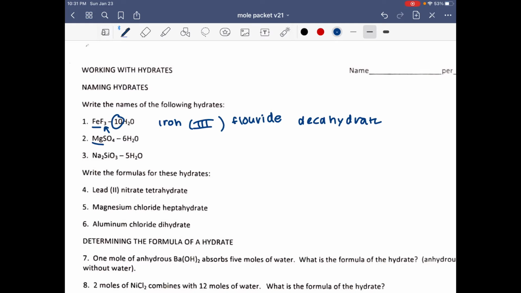For the second one, you have magnesium, which is Mg, SO4, which is sulfate, and then 6, which is hexa, H2O, which is hydrate.